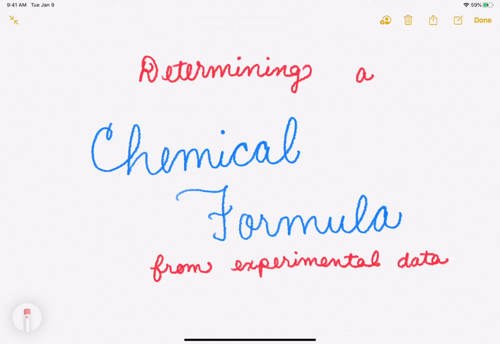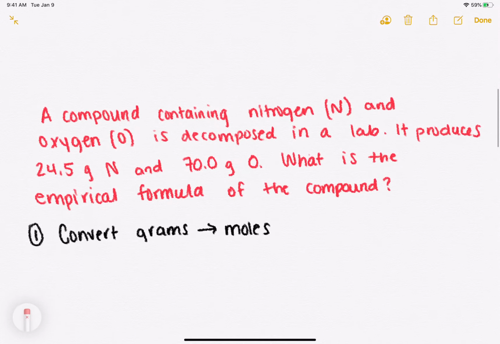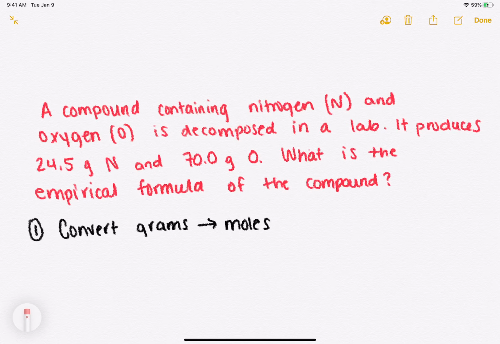The next topic we'll cover is determining a chemical formula from experimental data. So we saw in the previous video that we could go from the chemical formula to mass percent, so we can also use mass percent to find an empirical formula. So we're going to start with this example.